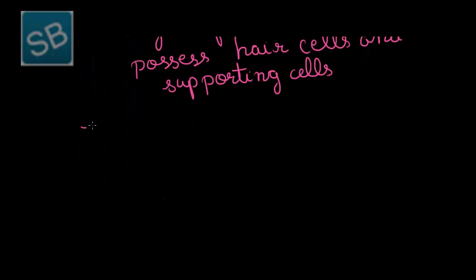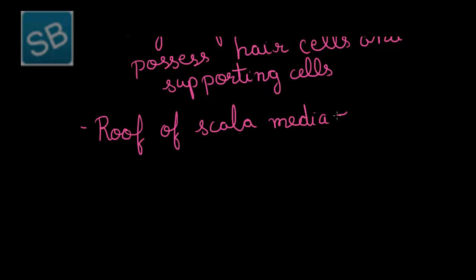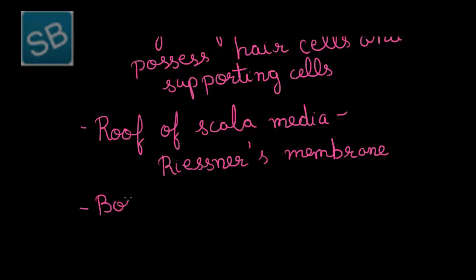Thus, the roof of scala media is called Reissner's membrane and the bottom portion is known as basilar membrane.